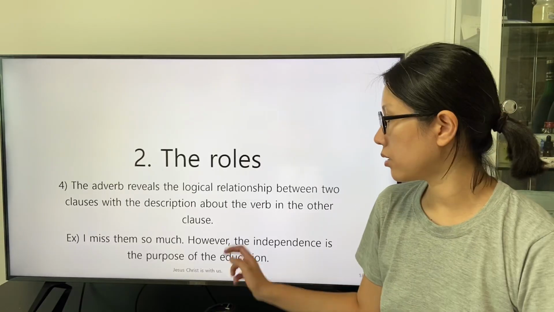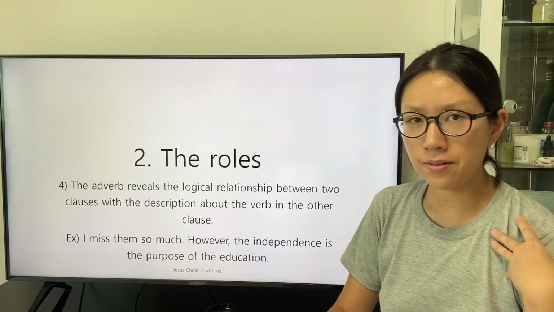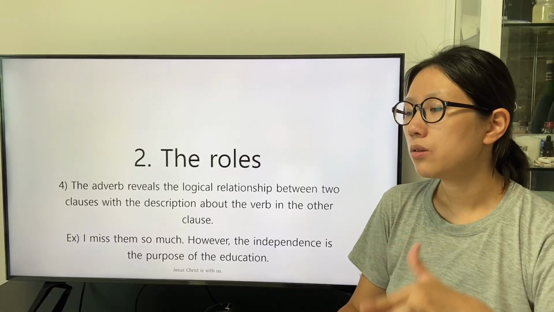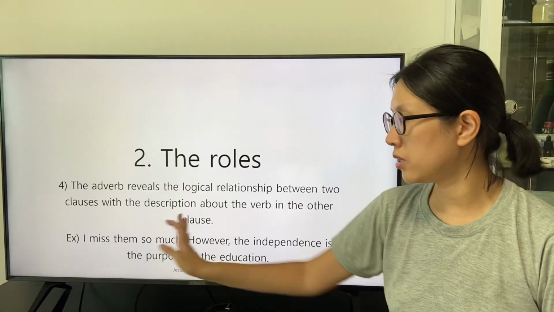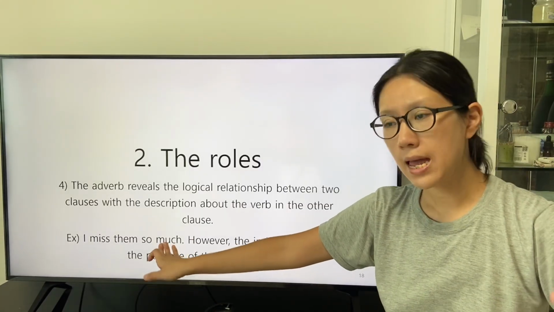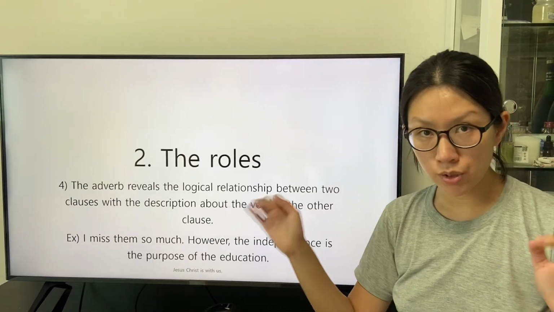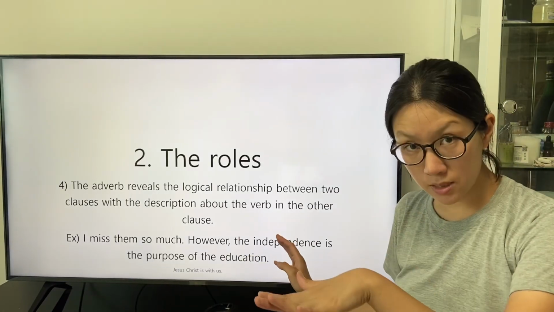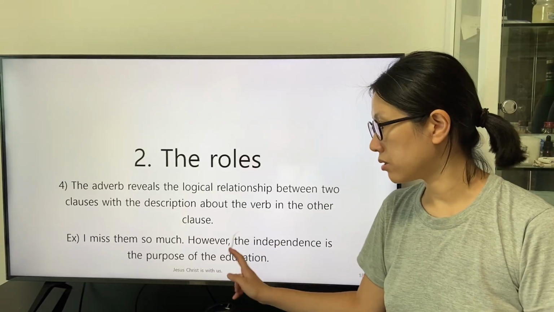From the definition of the conjunctive adverb, however, we can understand that the intent of the speaker delivered in the first clause is contrary to the intent of the speaker delivered in the second clause.